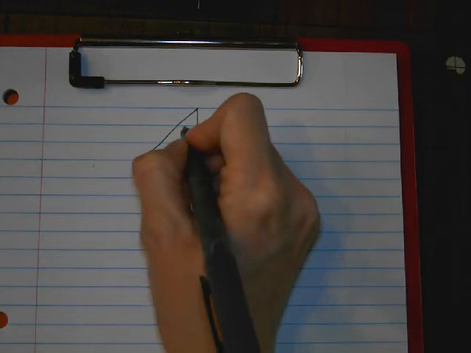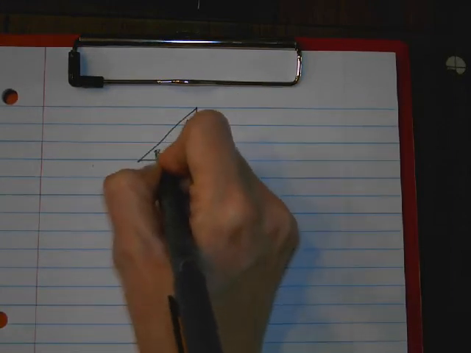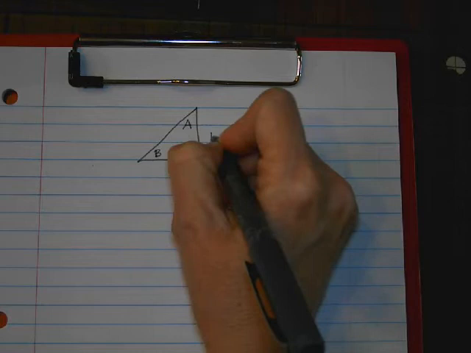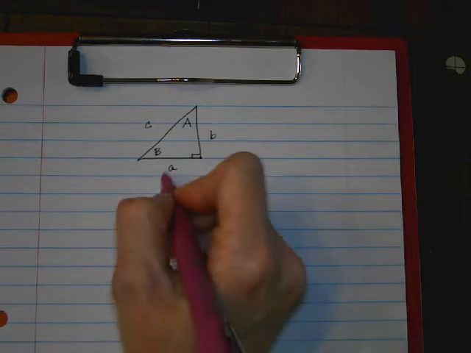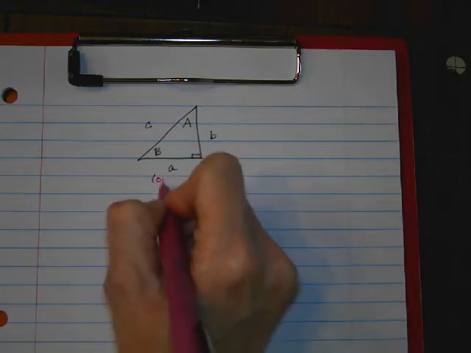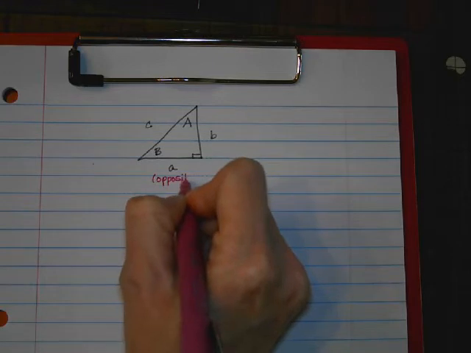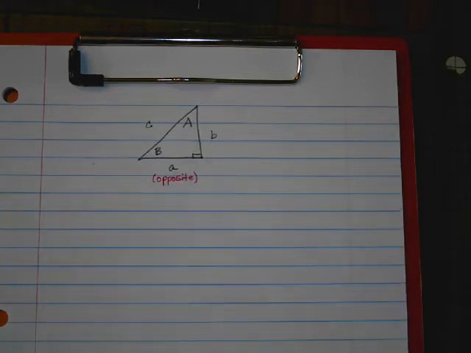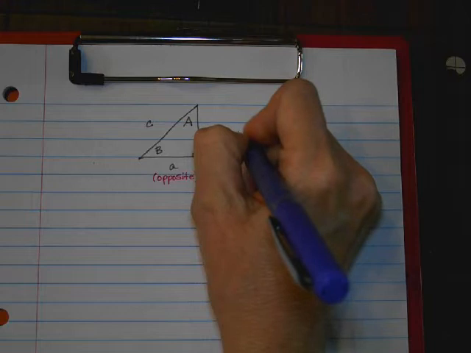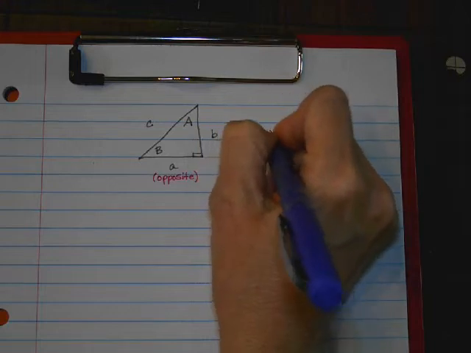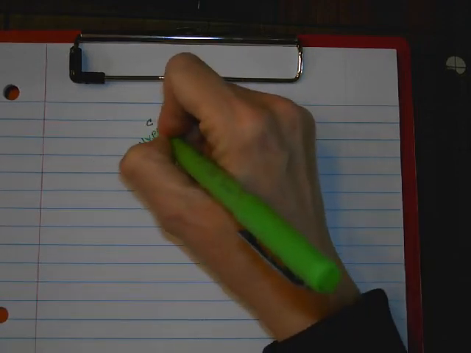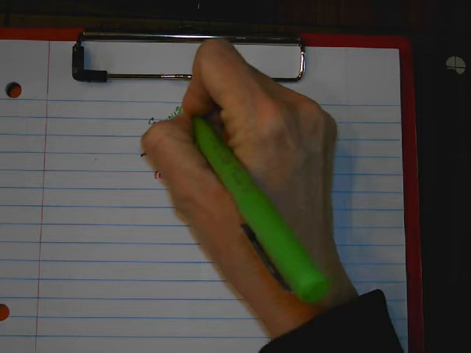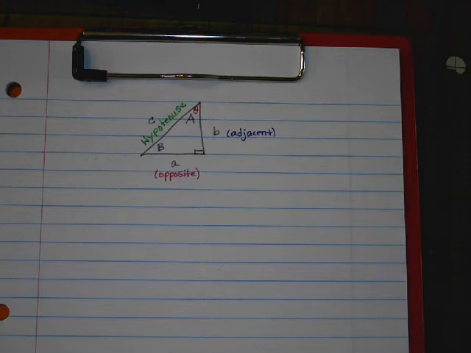So this would be our big A up here, our big B down here. Little a, little b, little c. Okay, we're going to go ahead and label. This is our opposite. This is our adjacent. This is our hypotenuse. And angle A represents our theta. So it's going to represent theta.